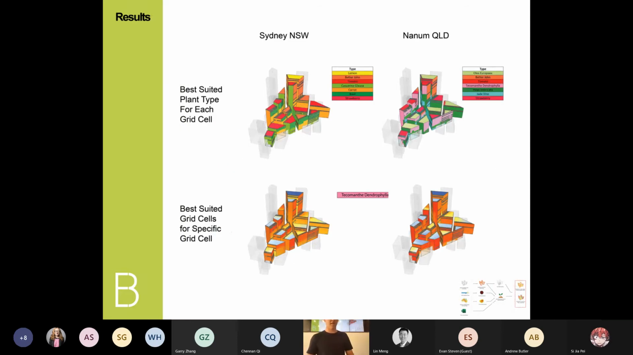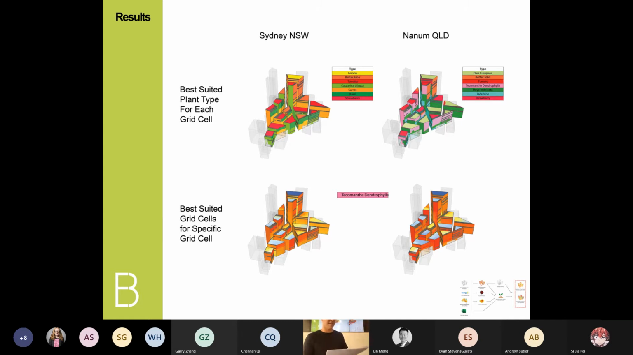Now that we know what plant is best suited for each grid cell, we can visualize the results in two different ways. The first, if a user wants to know which plants they should grow where, we can show the best suited plant type for each grid cell, which is the ones on the top.